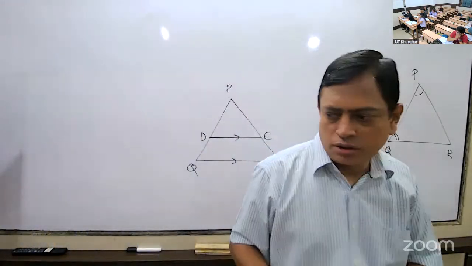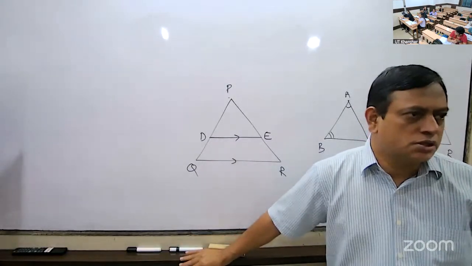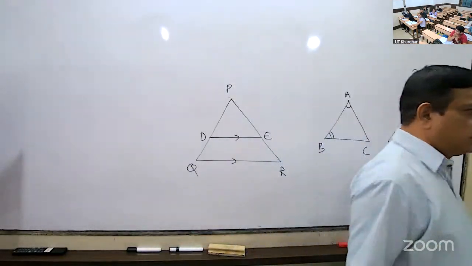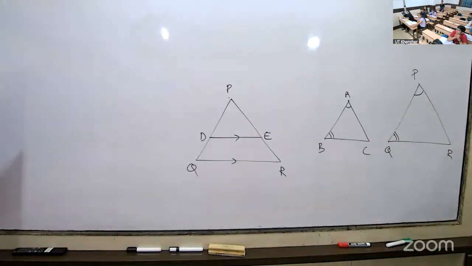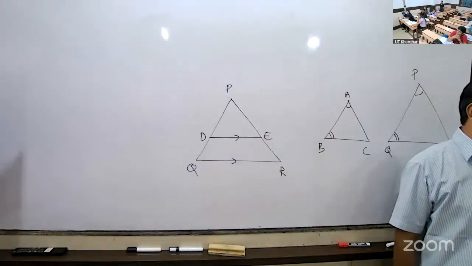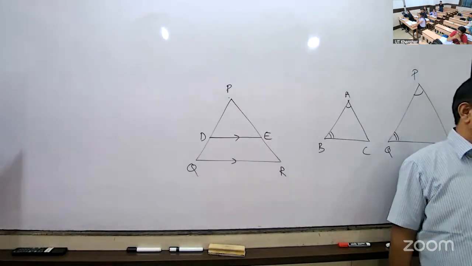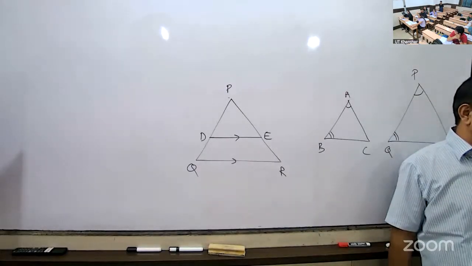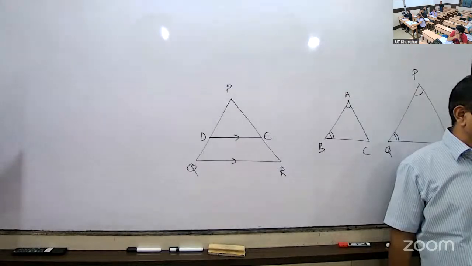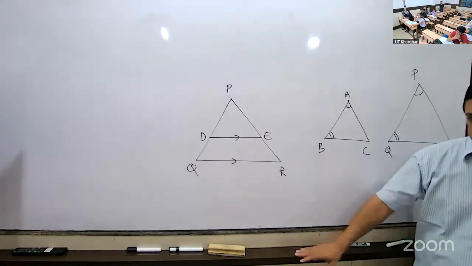In the figure, what is going on? Listen now. In the figure, Girish, how many triangles are there in that figure? Two. Which are two triangles? PDE and PQR. Can you prove they are similar? Yes. Prove. Quick. PDE is similar to PQR.